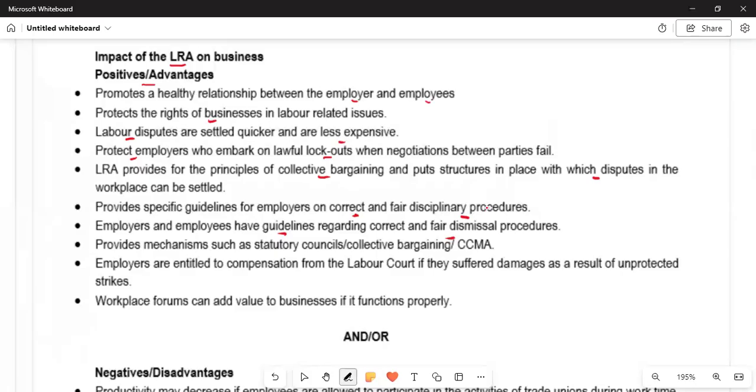And then let us talk about the provision of mechanisms such as the Statutory Council for Collective Bargaining or CCMA. This is the board that is appointed to regulate. When we are saying regulation, we are saying to control. And then we are talking about how employers are entitled to compensation as a result of an unprotected strike.